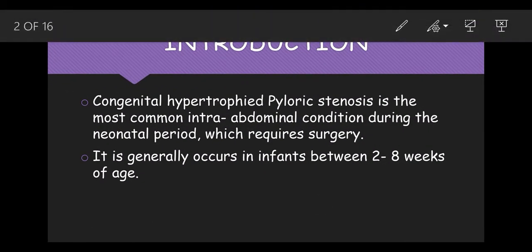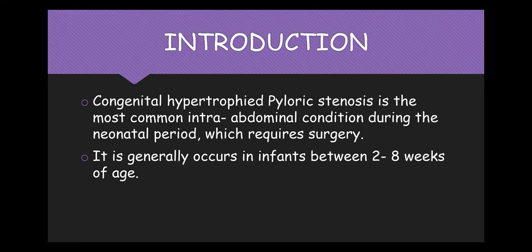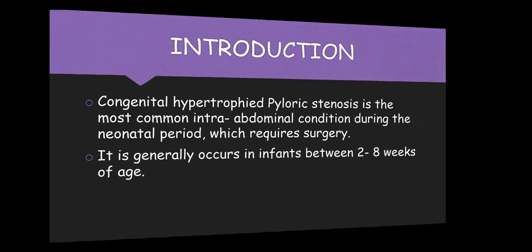So here is the introduction. Congenital hypertrophied pyloric stenosis is the most common intra-abdominal. Intra-abdominal means within the abdomen. So it is the most common intra-abdominal condition during the neonatal period which requires surgery. It generally occurs in infants between 2 to 8 weeks of age.